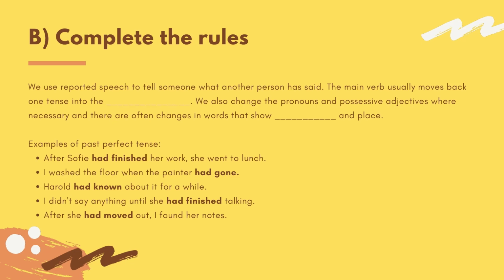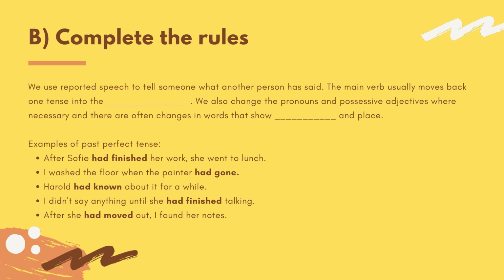Okay, let's look at the first one together. After Sophie had finished her work, she went to lunch. So had finished. Second sentence, I washed the floor when the painter had gone. Number 3 there, Harold had known about it for a while. Number 4 there, I didn't say anything until she had finished talking.